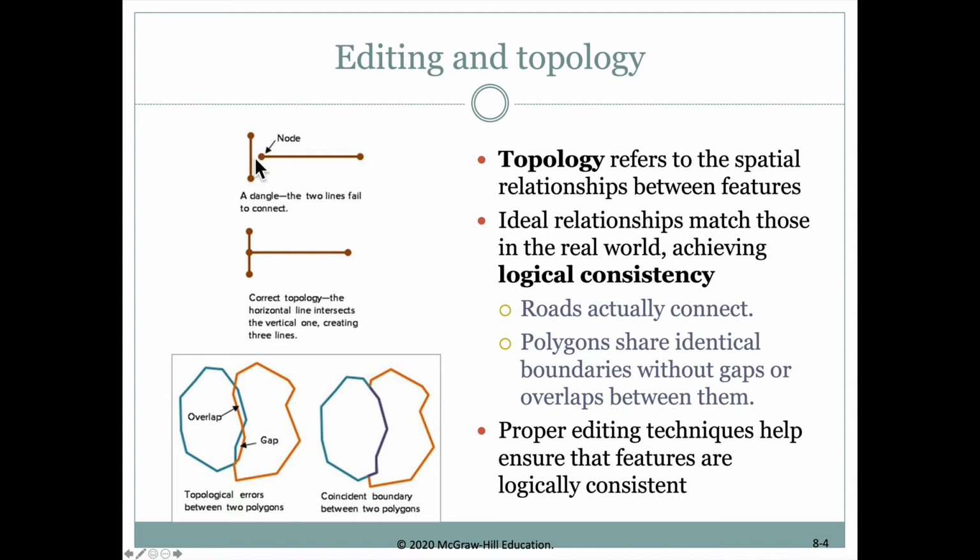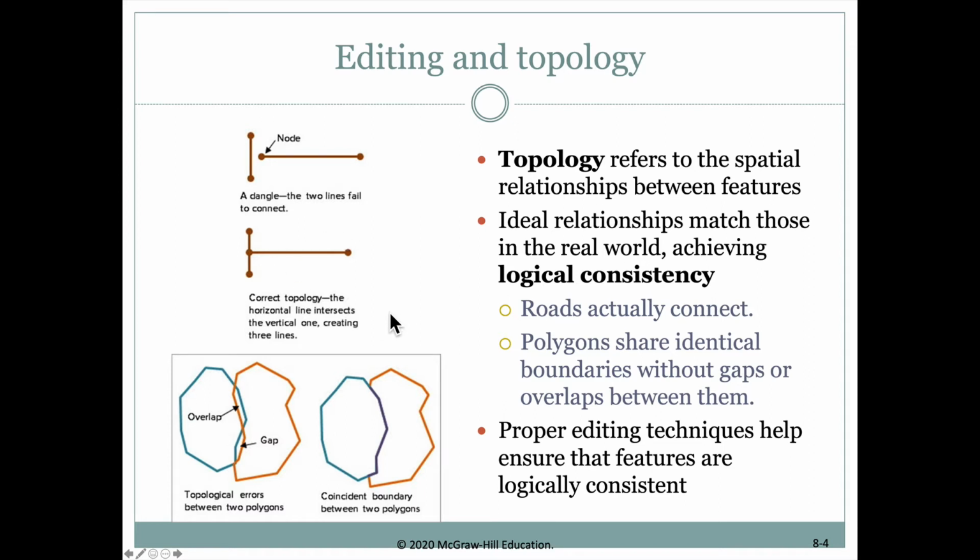So we have something here called a dangle node. A dangle node is just a node at the end of a line that's not connected to another line. Of course, this can be corrected by grabbing this dangle node and putting it right on top of this line. In this way, we're going to have a logical consistency where someone driving down this road knows that they actually connect up with this road, and they can just turn right or left and be on that road.